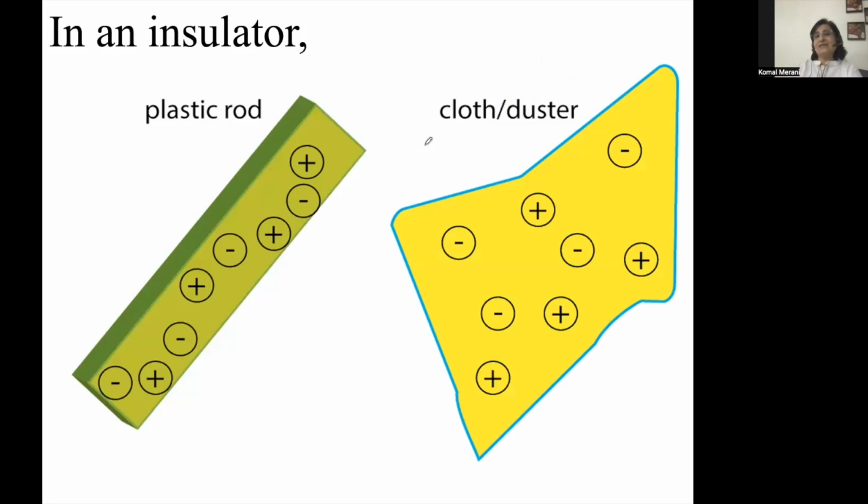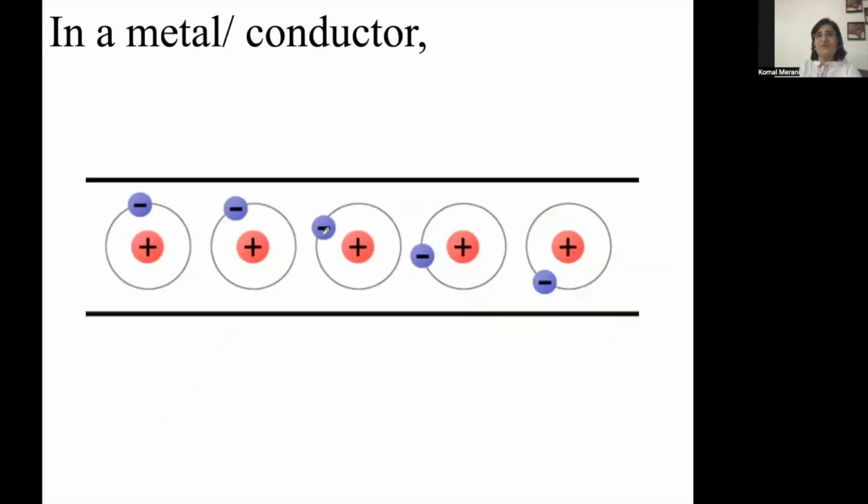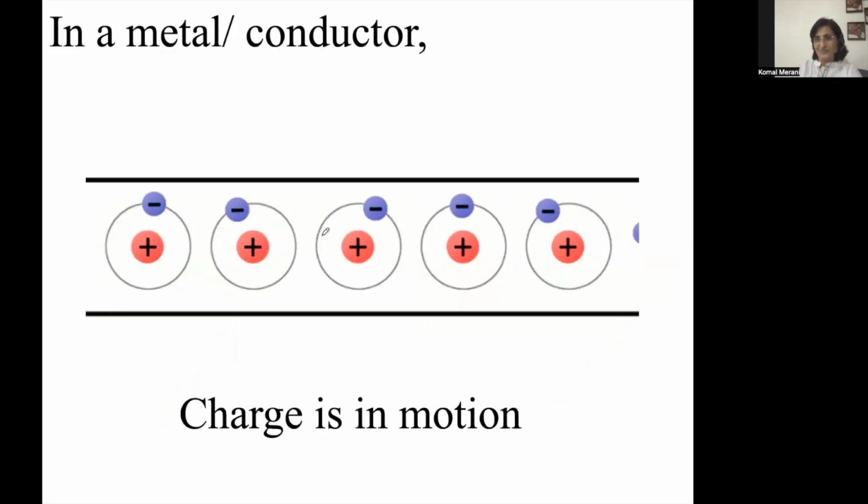Now we know that in an insulator, like a plastic rod, these charges are static. They don't move, they're just there. Whereas in a metal or a conductor, these charges are in motion. So we'll understand more about charges in motion in the next session.